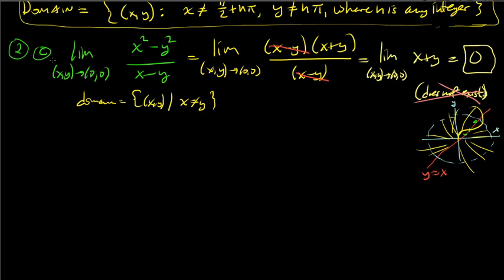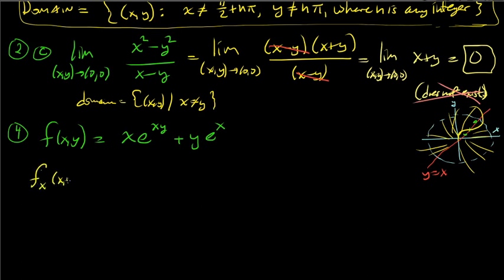Number 3, those are just partial derivatives. I think you can handle those. Well, we'll do number 4. Number 4 is x e to the xy plus y e to the x. And we want to find both first partial derivatives. So let's find the x partial derivative. Or if you prefer, partial of f with respect to x.